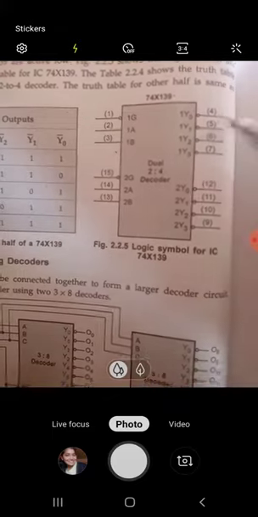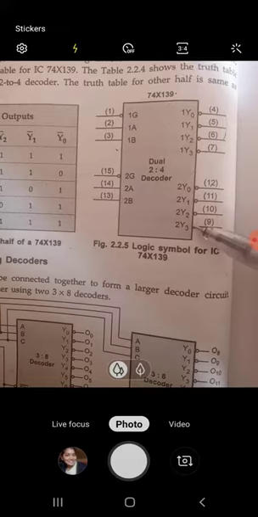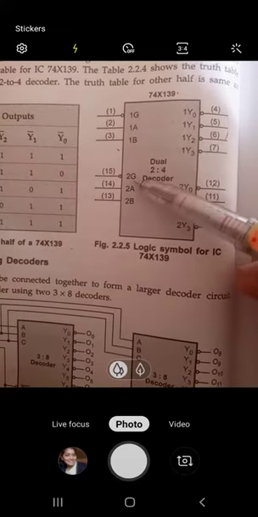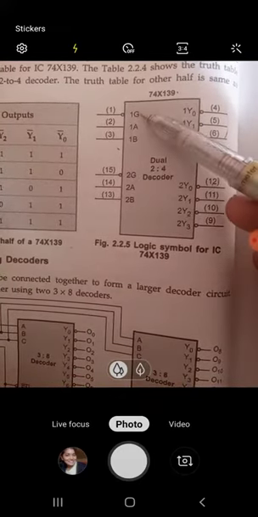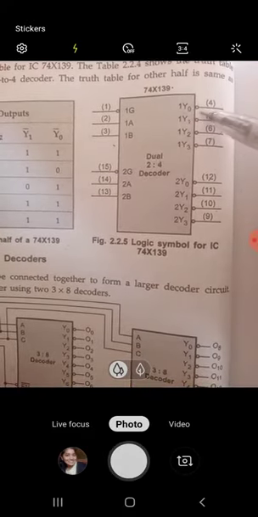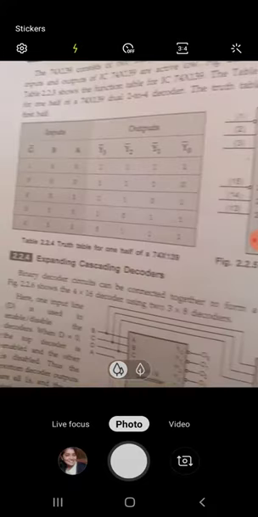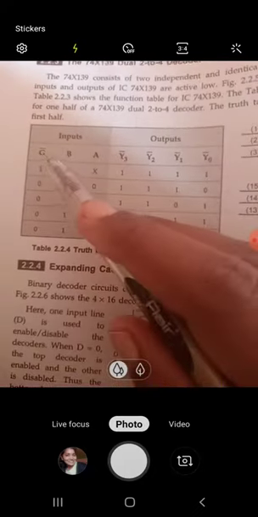Again, see here, these are all active low outputs, and the select lines are also active low. So you can't write it as y0, y1; you have to write it as y0 bar, y1 bar, y2 bar and y3 bar. This is nothing but the truth table for this. As you can see here, G is again active low.